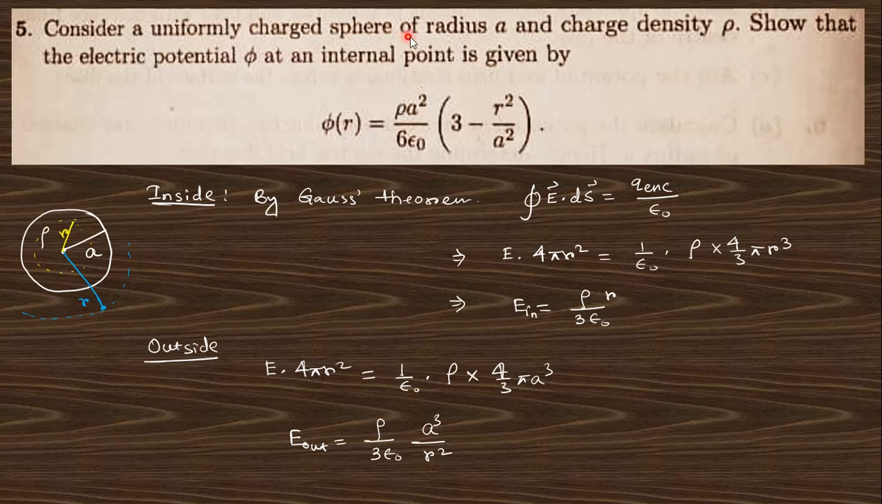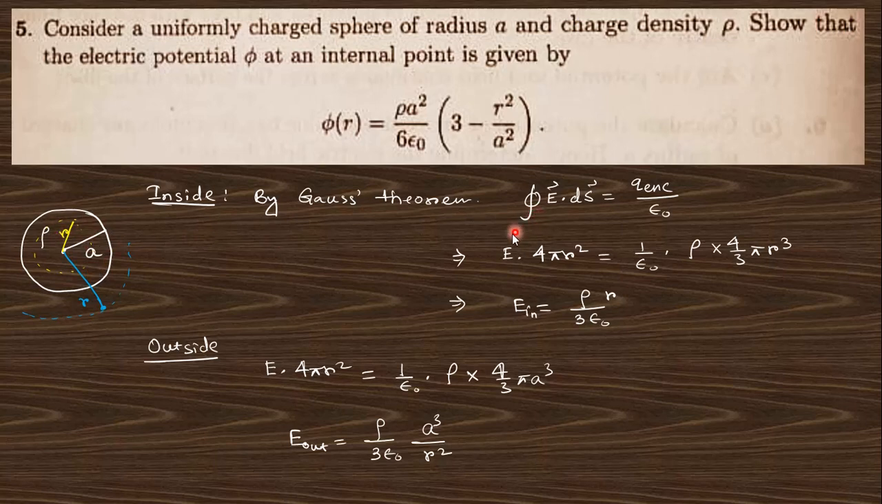Consider a uniformly charged sphere of radius a and charge density rho, so that the electric potential at an interior point, at any point, will be like that. For that we actually want to use Gauss theorem, that's why we find the electric field at the inside point.